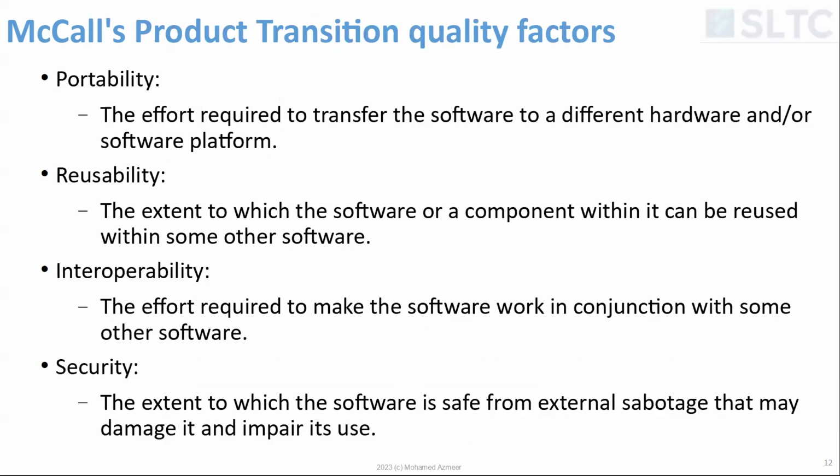And the last one, the third one, is transition quality factors. Now, what does that mean? One is portability, then reusability, interoperability, and then security. What do you mean by portability? The effort required to transfer the software to a different hardware or software platform. Now, especially when it comes to web-based applications, we generally have three servers.